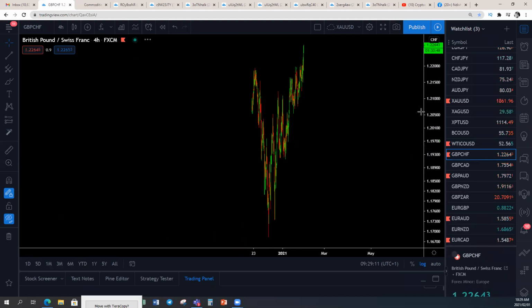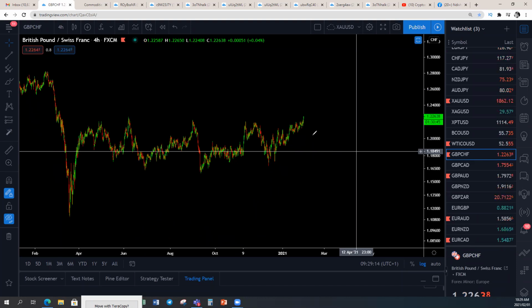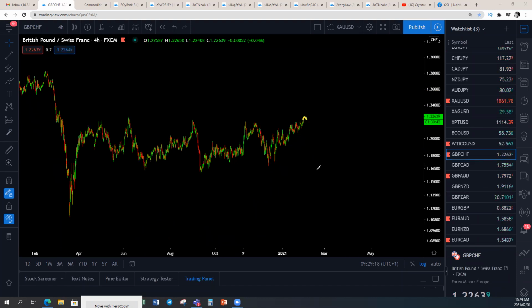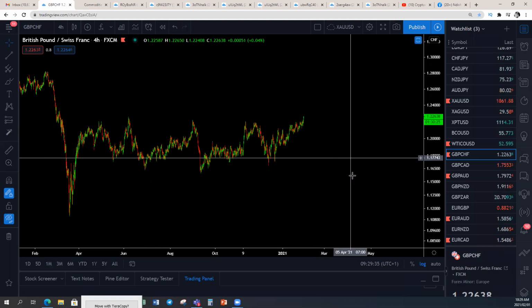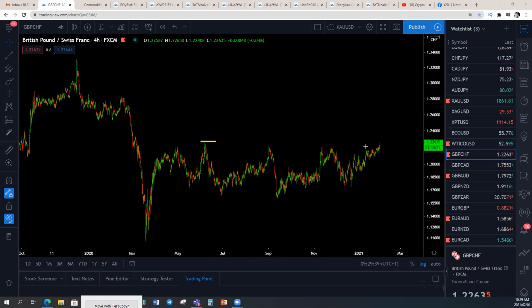Pound Swiss. Now, pound Swiss, just like pound US dollar, we wanted to get one more move to the downside, about a 400 pip drop before resuming a move to the upside. So we've got a 3-wave structure, just like we've got on pound US dollar. Is that the end of the move? Still going to push a little bit higher to complete this move, and then we get this to the downside. So we've got this corrective structure from April last year.